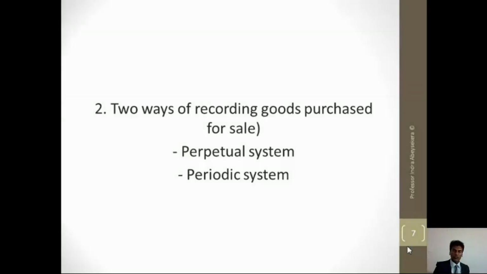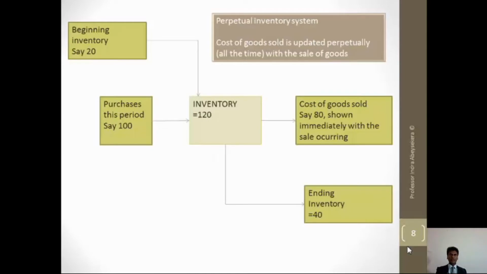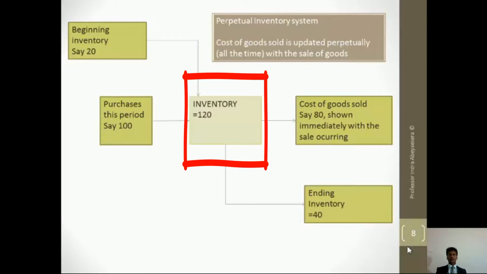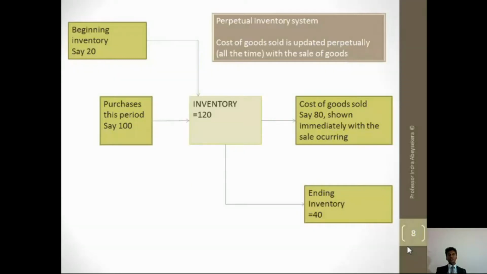Under the perpetual system, any goods bought for sale is recorded in the inventory account. Inventory is an asset account. So there can be inventory that's remaining at the beginning of the year. Let's say it's $20 and bought during the year $100 together becomes $120 of inventory.